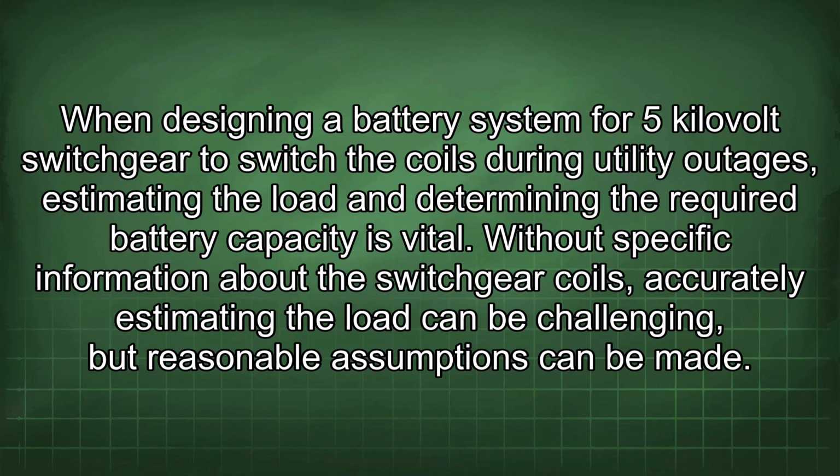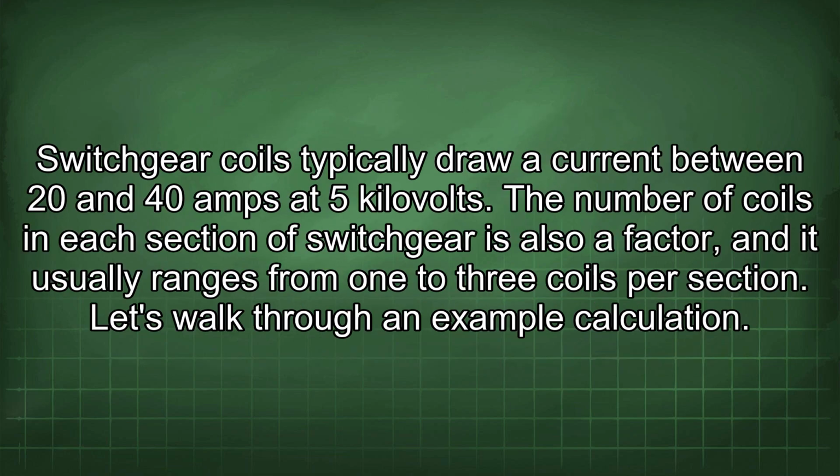When designing a battery system for 5 kV switchgear to switch the coils during utility outages, estimating the load and determining the required battery capacity is vital. Without specific information about the switchgear coils, accurately estimating the load can be challenging, but reasonable assumptions can be made. Switchgear coils typically draw a current between 20 and 40 amps at 5 kV.